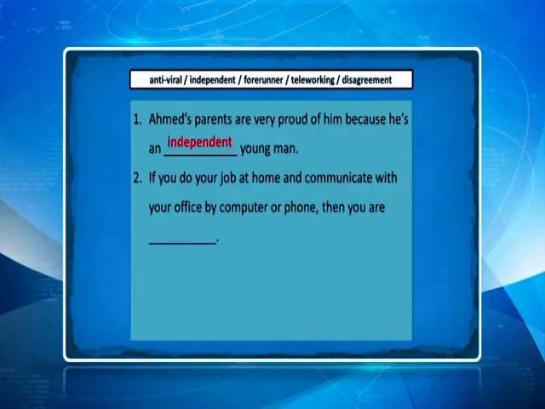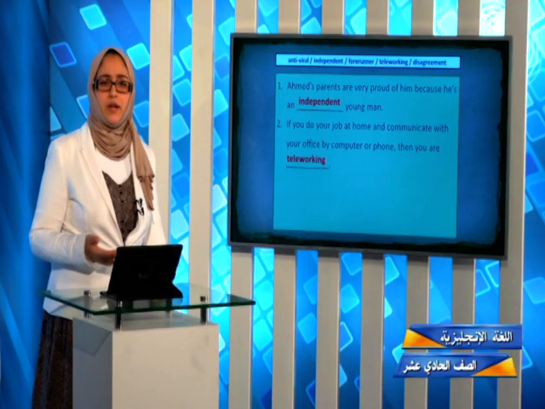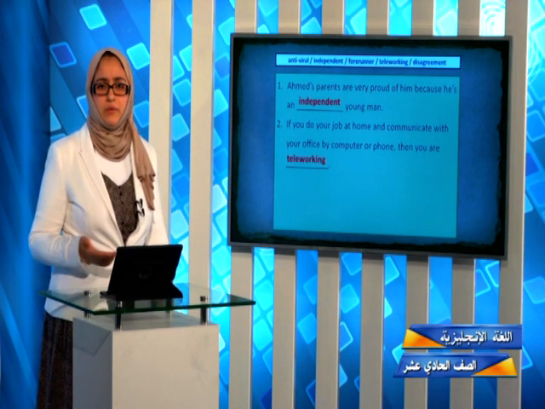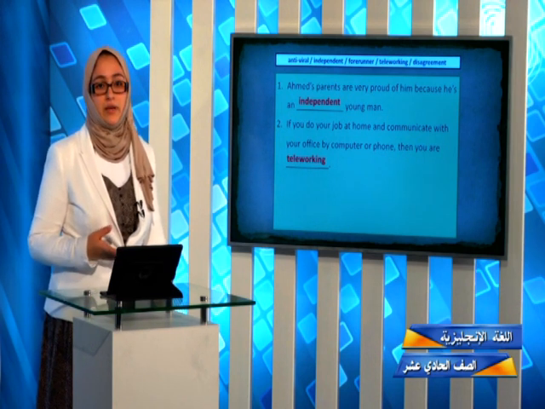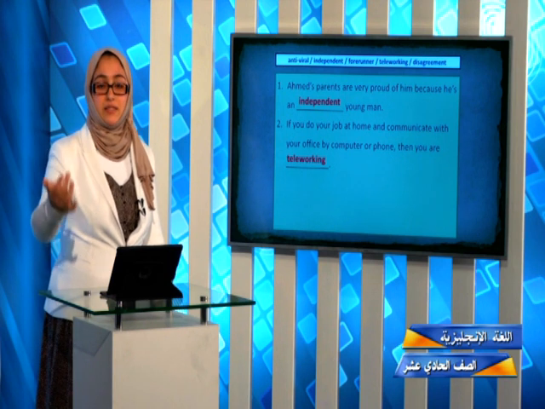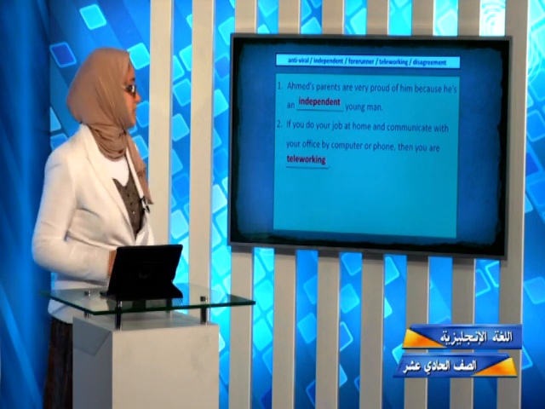Next one, if you do your job at home and communicate with your office by computer or phone, then you are, I'll give you a hint, it should have a prefix. The answer should have a prefix, and it is a prefix that we have been looking at in detail over the last few slides. So based on that, that's correct. It is teleworking. So if you are working from home and talking to someone on the computer or the telephone to get things done, you are actually teleworking. So you are working over a long distance. You are talking to someone to get your work done.